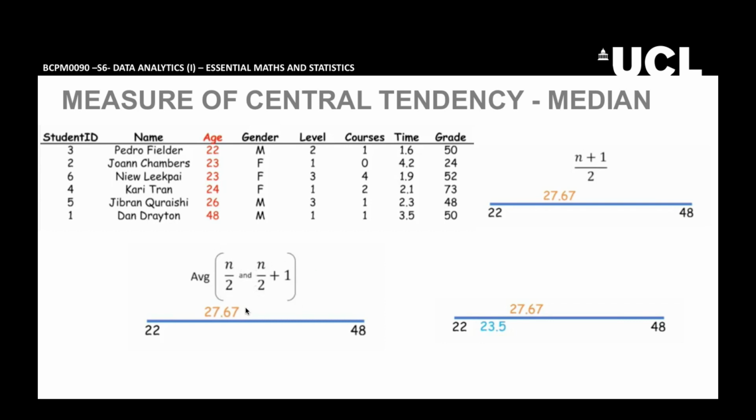In our case, n is 6, so we find the middle two whose positions are n divided by 2, so position 3, and n divided by 2 plus 1, so position 4. So we have position 3 and position 4, and the average of 23 and 24 is 23.5. This is the median for the data that we are showing here.